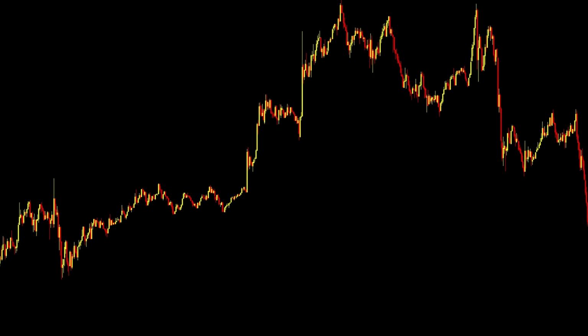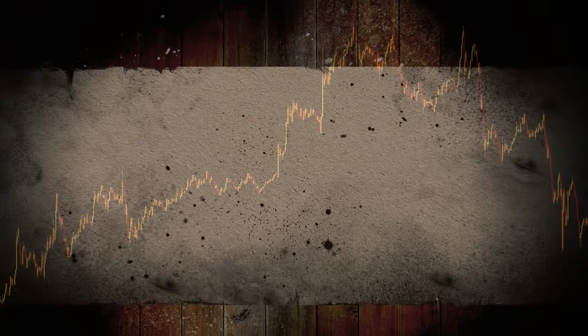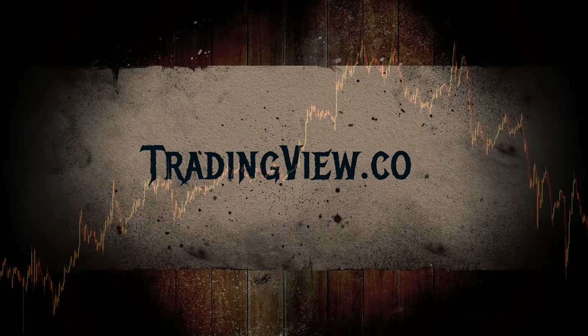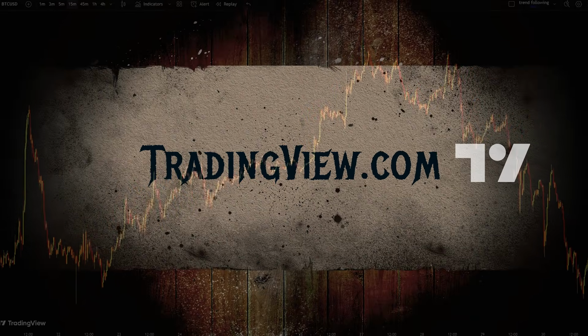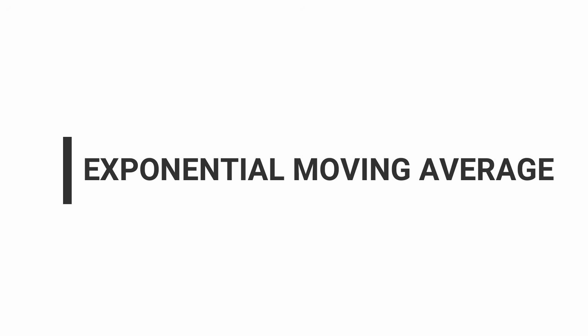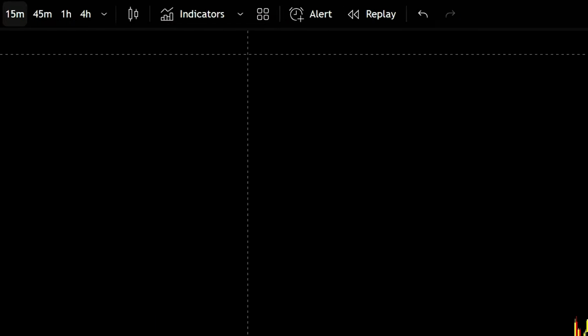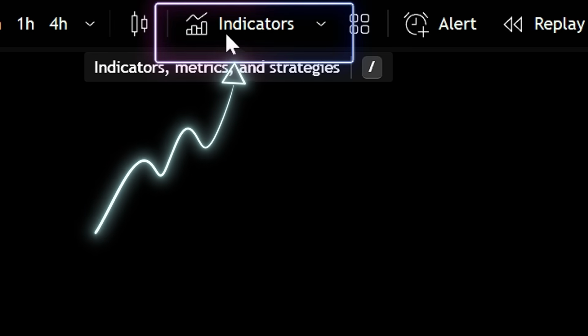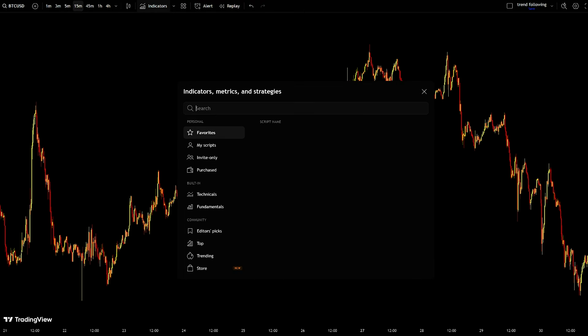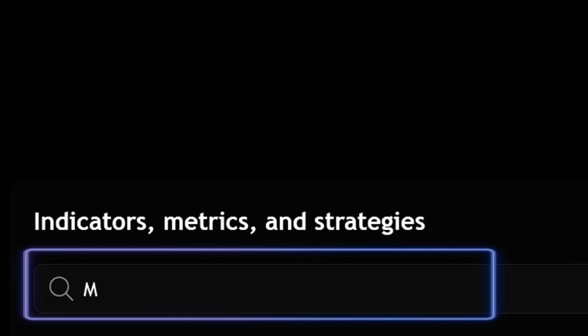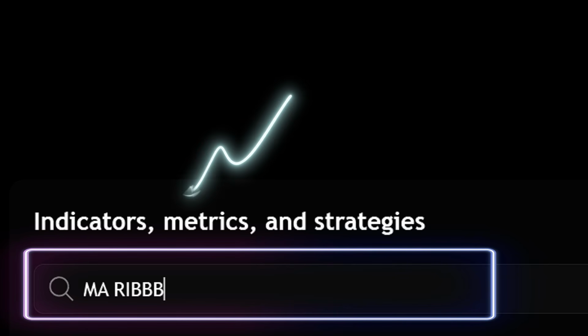Go ahead and open TradingView.com. First, we need to add exponential moving average to our chart. Head over to the Indicators tab and search for moving average ribbon.